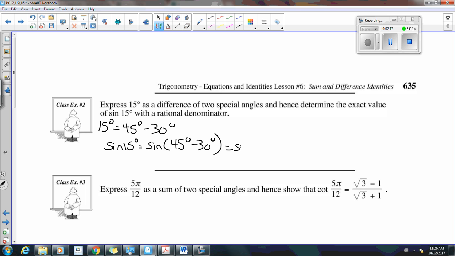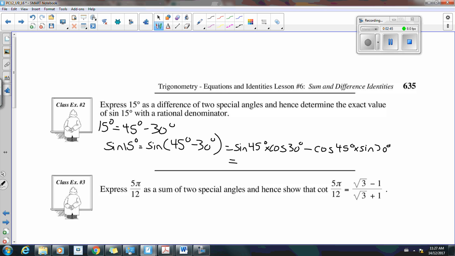So this is then sine 45, sine A, times the cosine of B, subtract the cosine of A times the sine of B. Now I can just go and find these values on my unit circle.